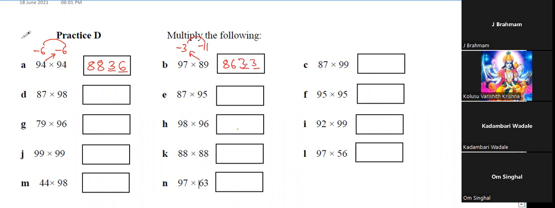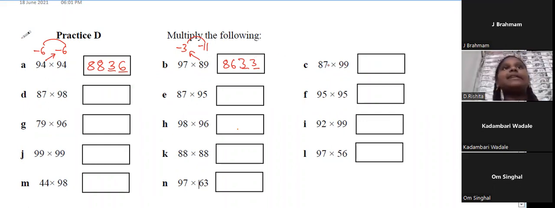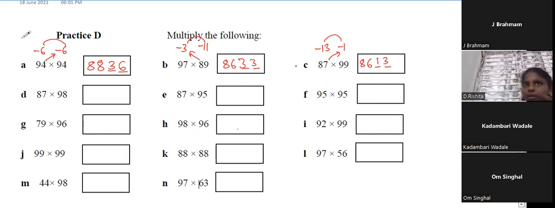Correct. Then Rishita. Yes, sir. So 87 minus 13 and 99 minus 1. Then which is easy? 87 minus 1. How much is it? 86. How many digits are required? Two digits. Those two digits: 13, 3 ones are 13. Yes. Initially you may use pen and paper, but later on you don't need to use pen and paper also. Sir, some of the questions I did on my own with my brain. Yes.